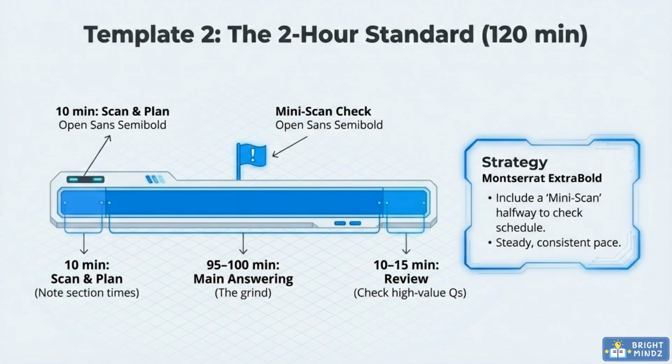For a 2-hour exam, use this as your default template. Take the first 10 minutes to scan the whole paper, label A, B, C questions, and note rough time targets for each section. Then settle into about 95 to 100 minutes of steady answering at a consistent pace. Around halfway, do a quick mini scan, check the time, see if you're ahead or behind, and adjust your speed or skipping. Reserve the last 10 to 15 minutes purely for review and rescuing easy marks.